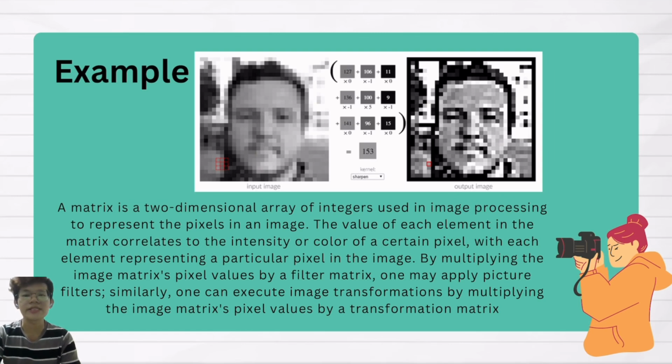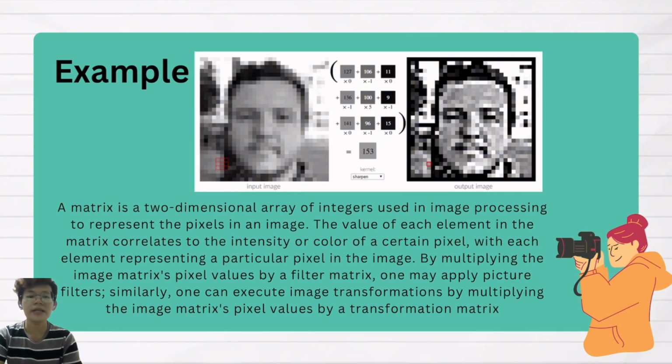A matrix is a two-dimensional array of integers used in image processing to represent the pixels in an image. The value of each element in the matrix correlates to the intensity or color of a certain pixel, with each element representing a particular pixel in the image.